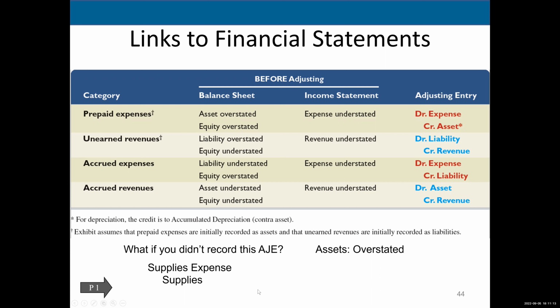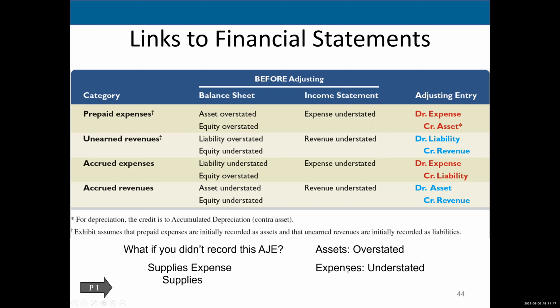What would be the effect of not doing this journal entry on expenses? You didn't debit supplies expense, so your expenses would be understated. Notice that this gives you a little bit of understanding of why they say these things up here. For instance, if you don't do a prepaid expense AJE, your assets will be overstated and your expenses will be understated.